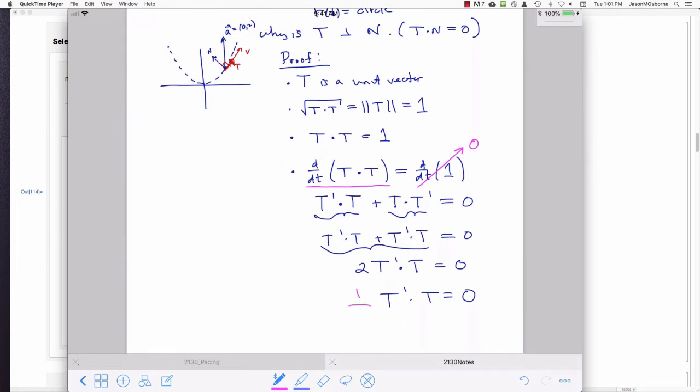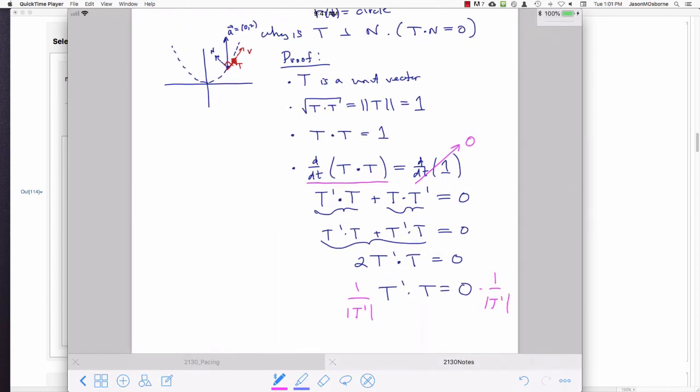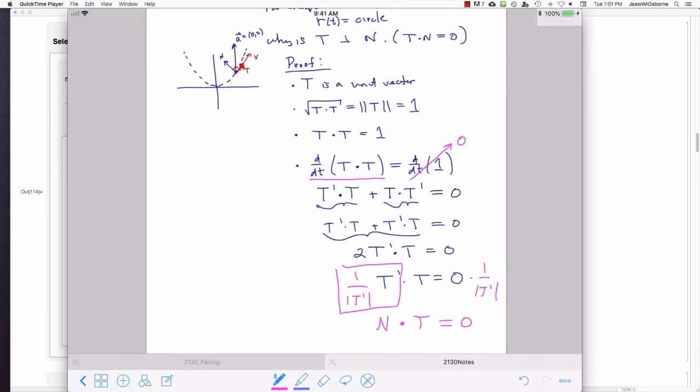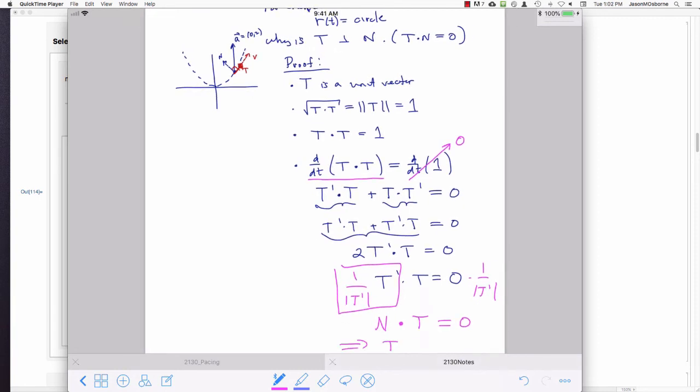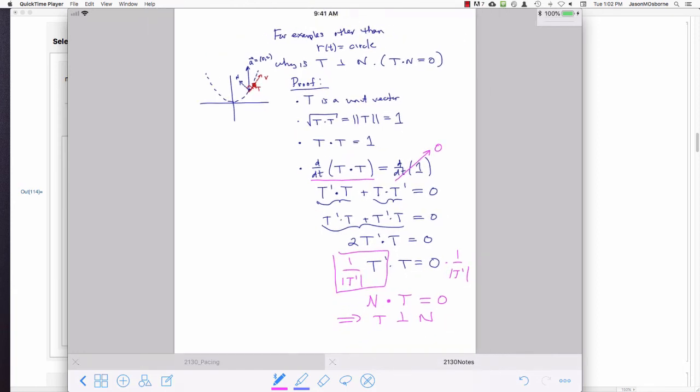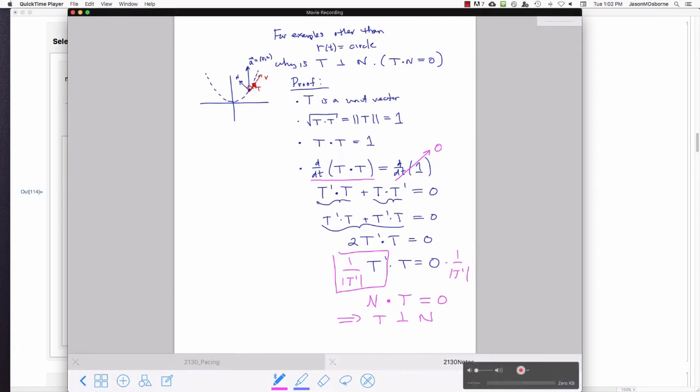And then remember that you can multiply both sides by anything that you want. If you multiply both sides by 1 over the magnitude of t prime, t prime divided by its magnitude was the vector n, so n dotted with t has to equal 0. Which implies that t is perpendicular to n. So there's a proof for the curves where t and n are defined. T is perpendicular to n. And that will end this example.